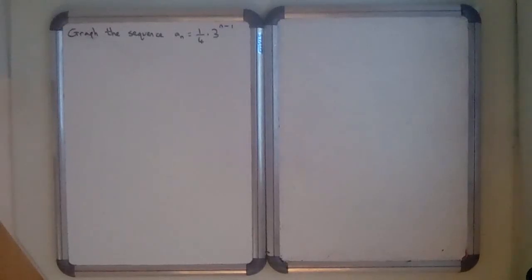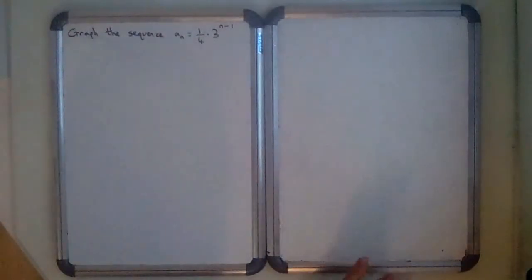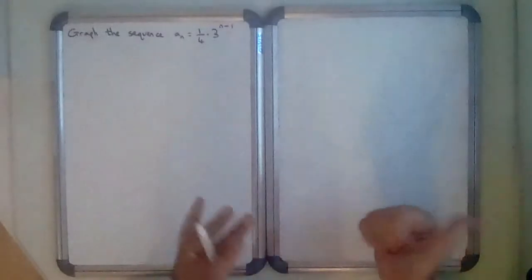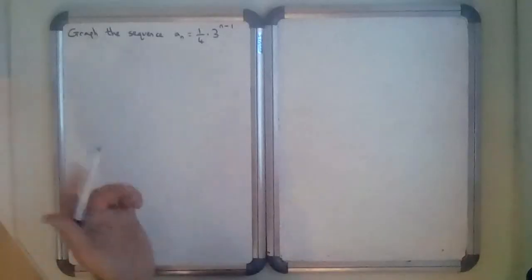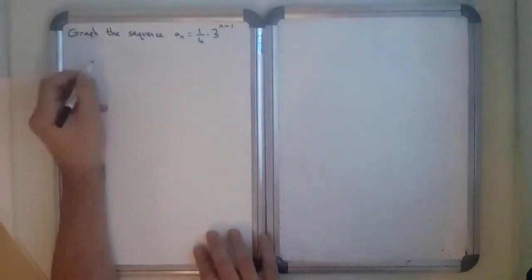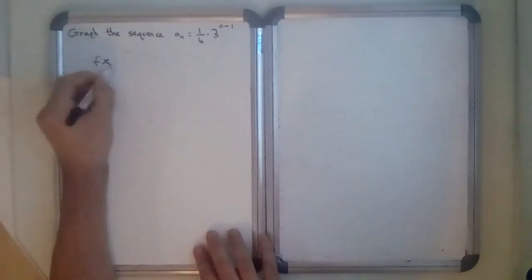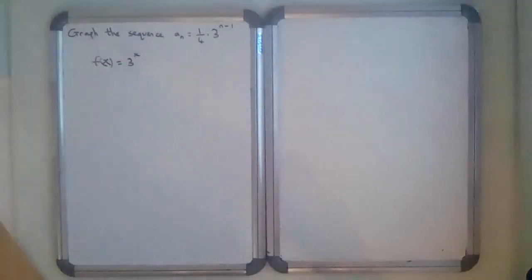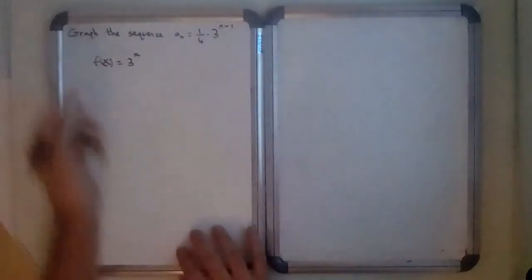For this question we need to graph the sequence a_n equals a quarter times 3 to the n minus 1. So what I'm going to do is start with thinking about it as if it was a graph, because there is a huge difference between a sequence and a function, and it's the domain. So I'm going to think about, well, what if f of x equals 3 to the power x? We'll take this and build it up into something that looks like a quarter times 3 to the x minus 1.